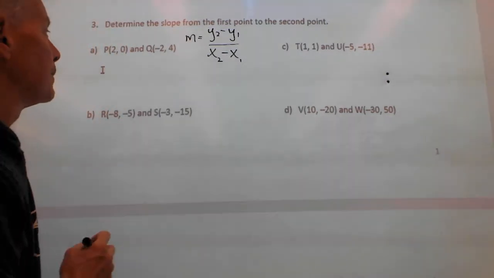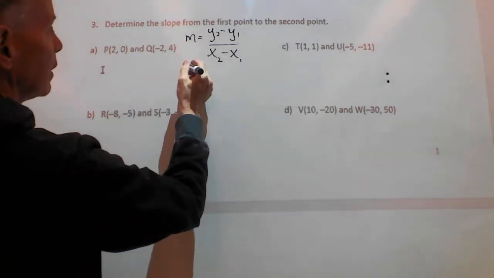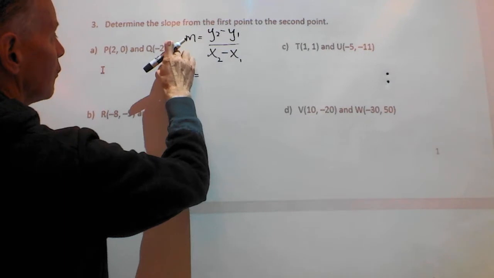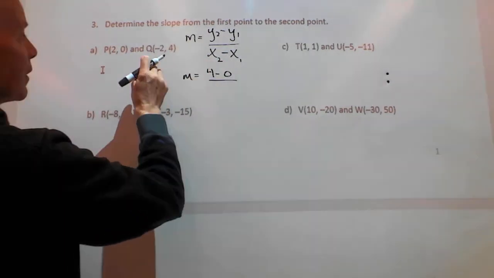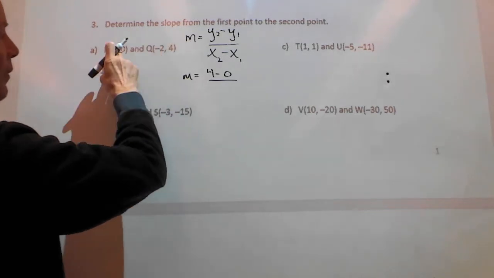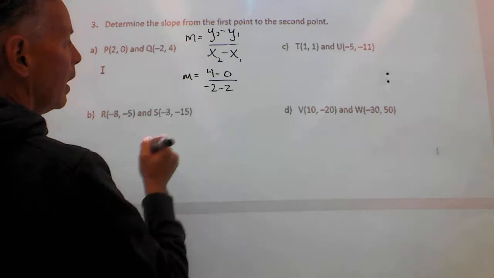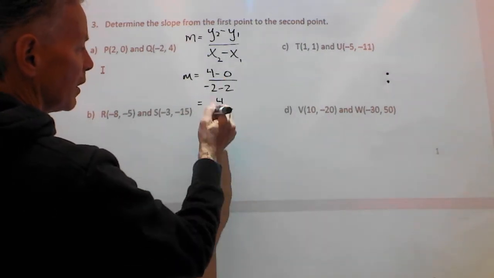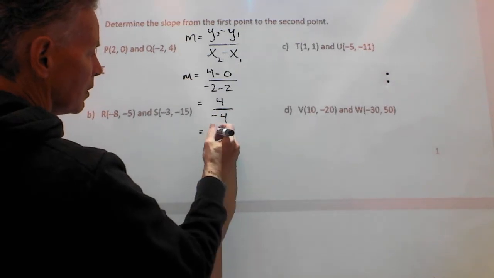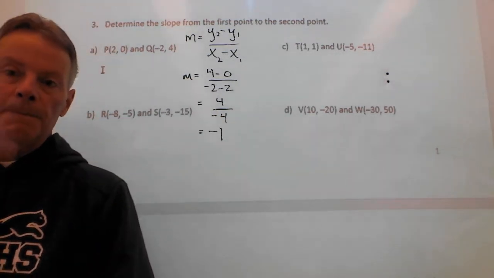Okay, so we'll plug in our numbers, y2 and y1, 4 minus 0, x2 minus x1, negative 2 minus 2, and that gives us 4 on top. Negative 2 minus 2 is negative 4 on the bottom, giving us a slope of negative 1. Okay?